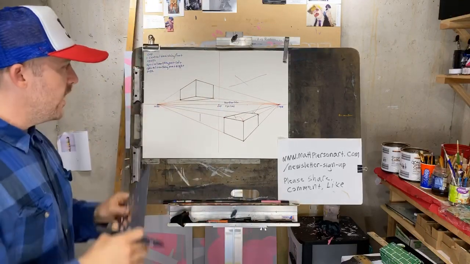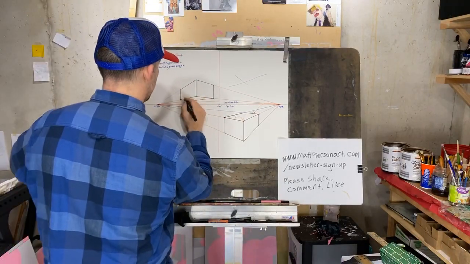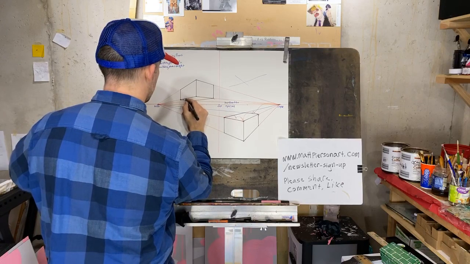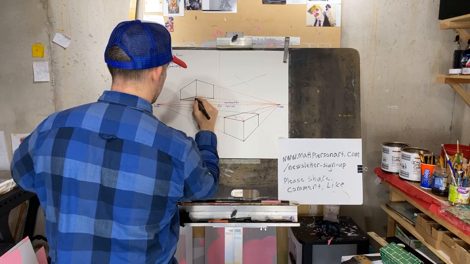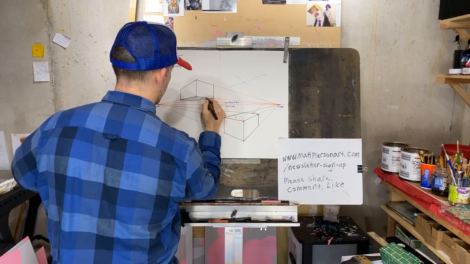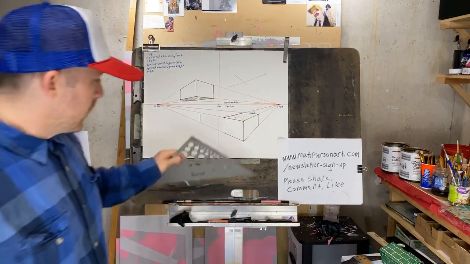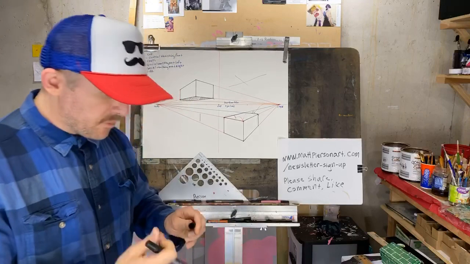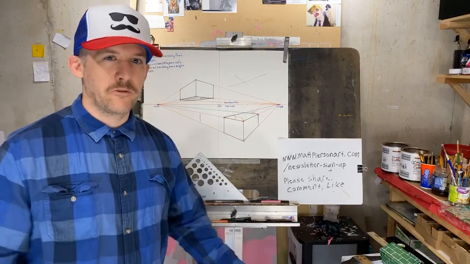So now we have two shapes in perspective. Sweet. All right. Okay. So that is how you do two-point perspective in its most basic of forms, right?